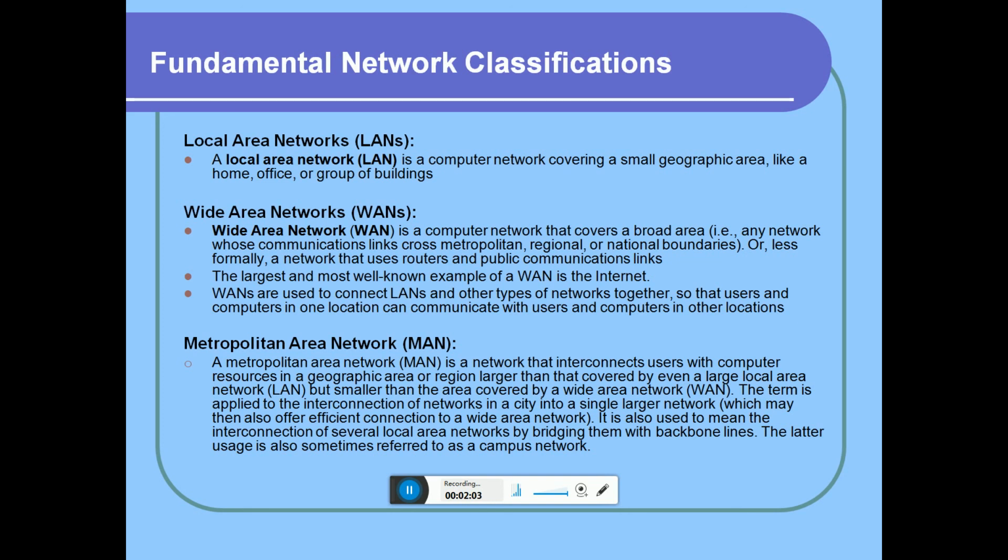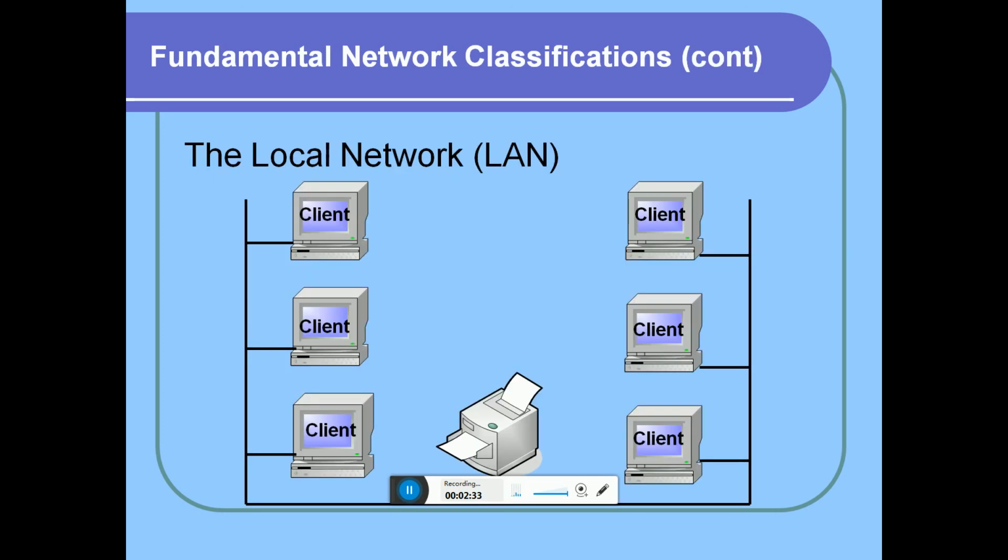This is called a metropolitan area network, MAN. A metropolitan area network connects users with computer resources over a very large geographical area in a single large network, which may also efficiently connect to a wide area network. It is also used for the interconnection of several local area networks by bridging them with backbone lines. The latter is also sometimes referred to as a campus network.